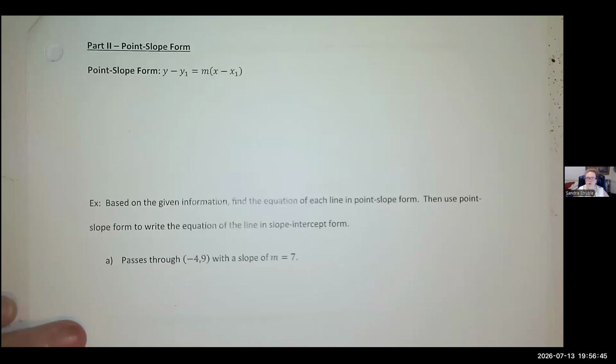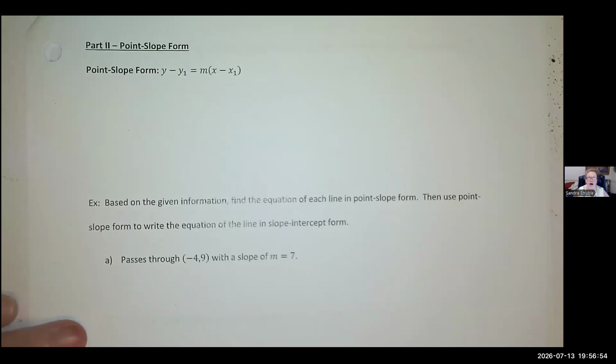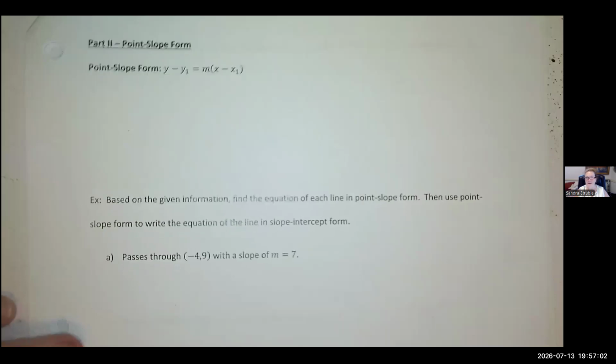Okay, for this next portion, we're going to cover part 2, and this is the point slope form. I'm going to show you the point slope form, but I'm going to show you another method as well. We'll have an option on this. If you remember from high school, which you probably don't, it's just what we do, right? We get through it and we're done.